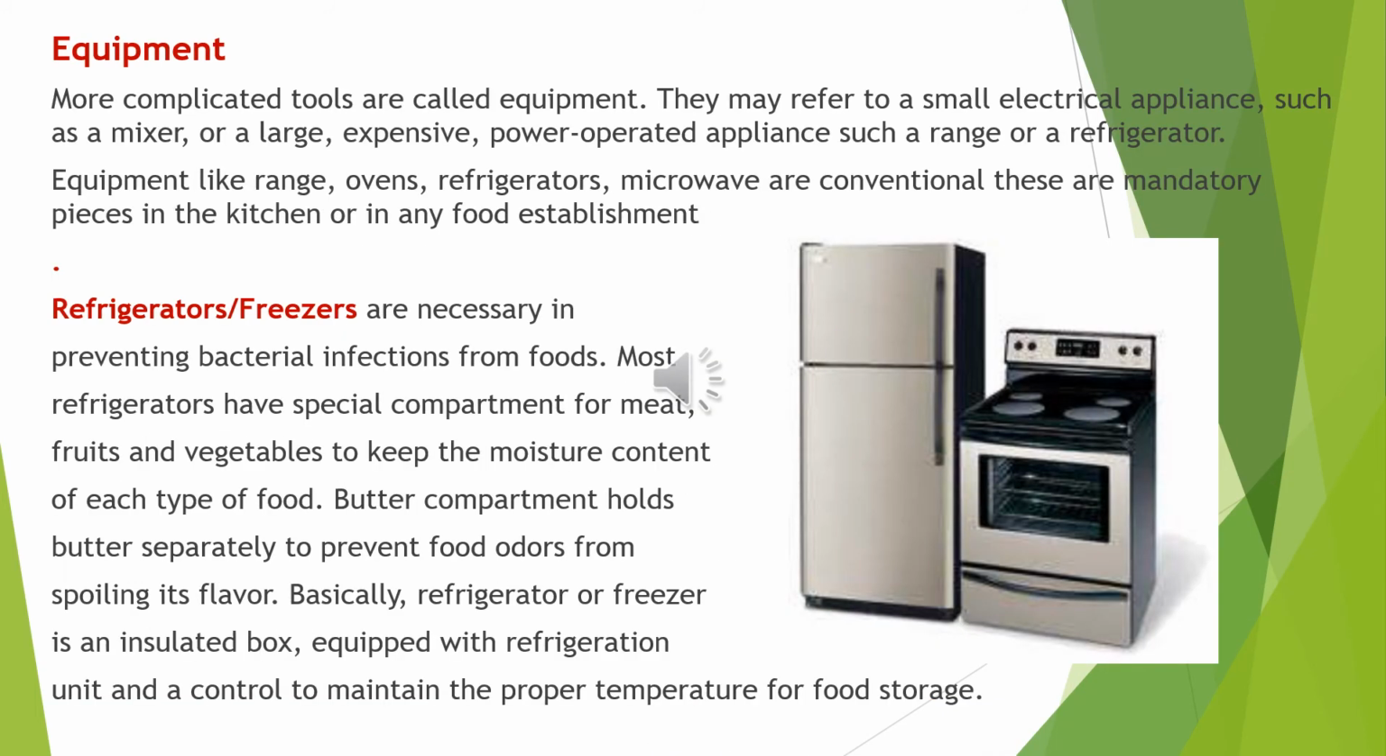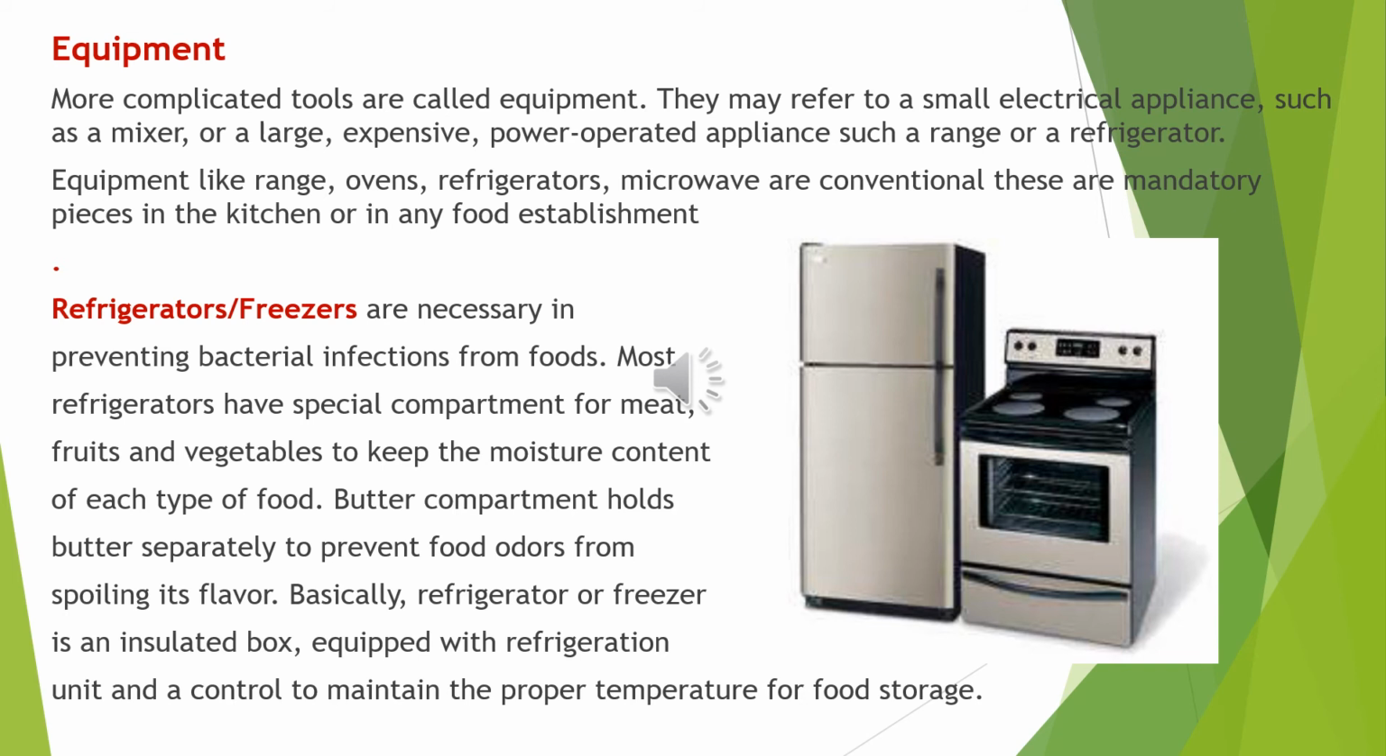Equipment. More complicated tools are called equipment. They may refer to a small electrical appliance, such as a mixer, or a large, expensive, power-operated appliance, such as a range or a refrigerator. Equipment like ranges, ovens, refrigerators, and microwaves are conventional. These are mandatory pieces in the kitchen or in any food establishment.